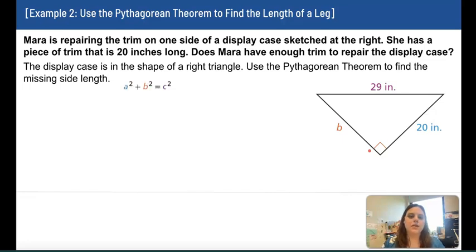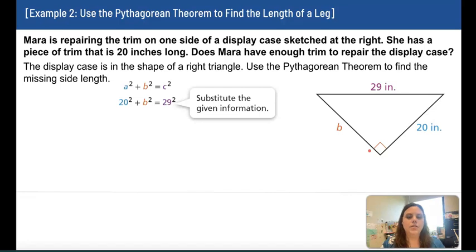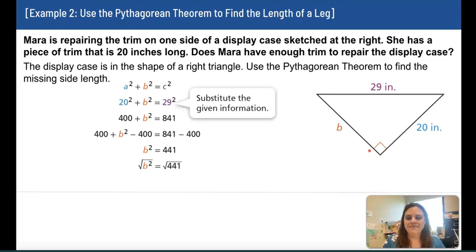So again, it's A squared plus B squared equals C squared. We'll plug in 20 for A and 29 for C, substituting in the given information. 20 squared is 400, and 29 squared is 841. You can use a calculator to help you do this. Now we want to know what B squared is, or what B is, so we want to get rid of anything with it. So we'll do that by subtracting 400. When we subtract 400 on the left and subtract 400 on the right, we get that B squared must be 441. Finally, we'll take a square root of this, and again, this is where having your calculator is going to be helpful. And we will get B equals 21.